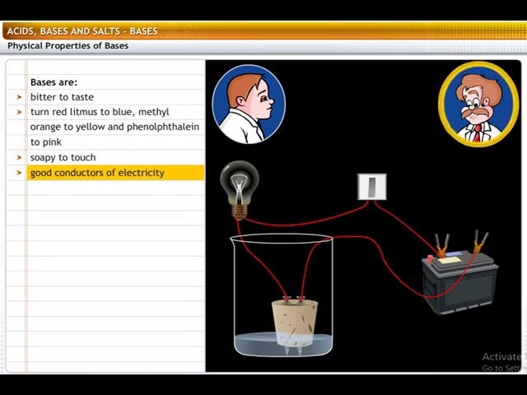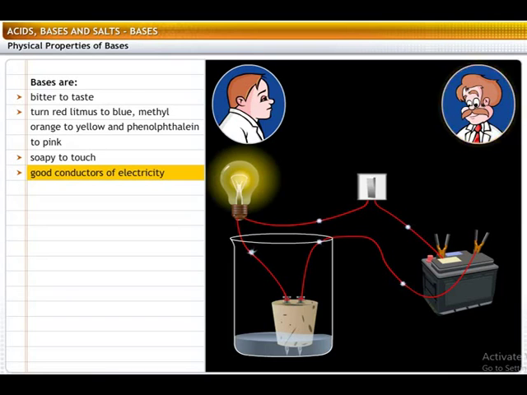Finally, pass electricity through it. We can observe that the bulb glows. From this, we can conclude that bases conduct electricity.